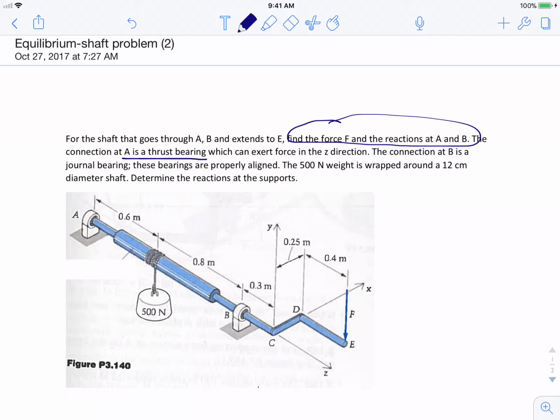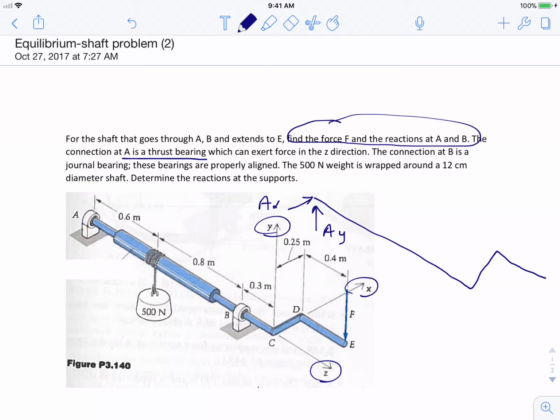And what this means is that on our free body diagram of our system, given by X, Y, and Z, already indicated by the problem statement, over here at point A, we have a reactive force in the y direction. We have a reaction in the x direction that I will call AX, and because it's a thrust bearing, we also have a reaction force in the z direction. So we have an AX, an AY, and an AZ. So that's what's going on at A.